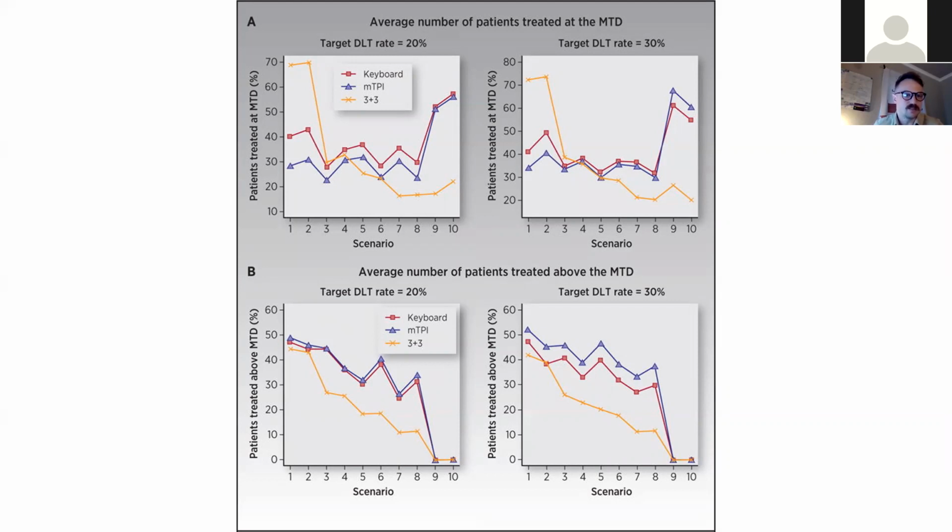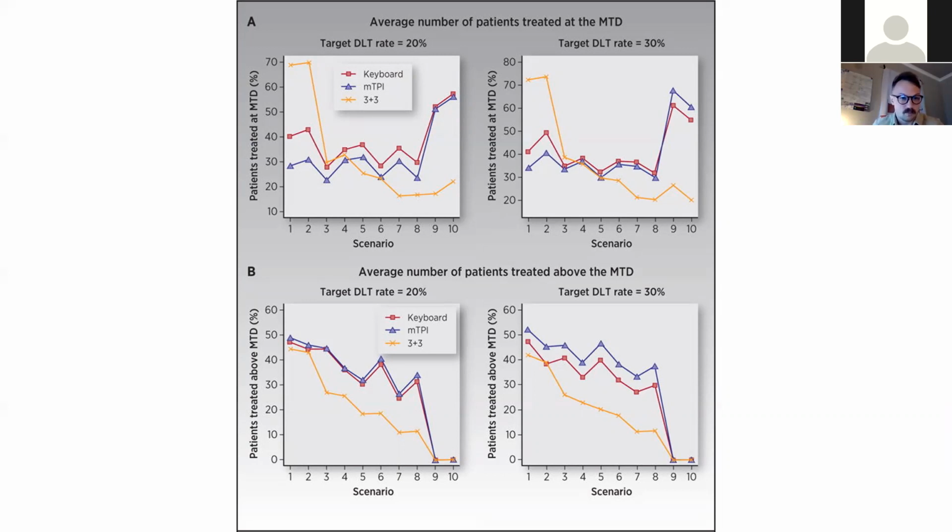So of course it's going to have the most patients allocated to that, because it's probably just going to go 3 patients first dose, 3 patients second dose, overly toxic, let's just jump back to the first dose, and then boom.